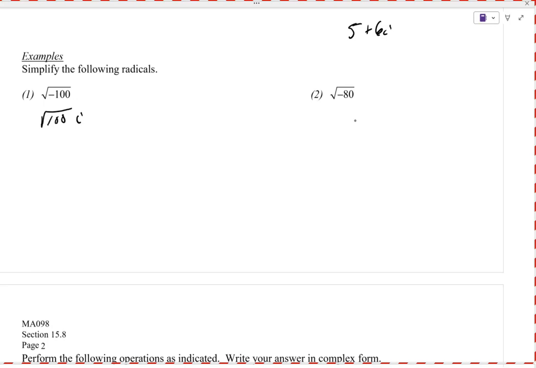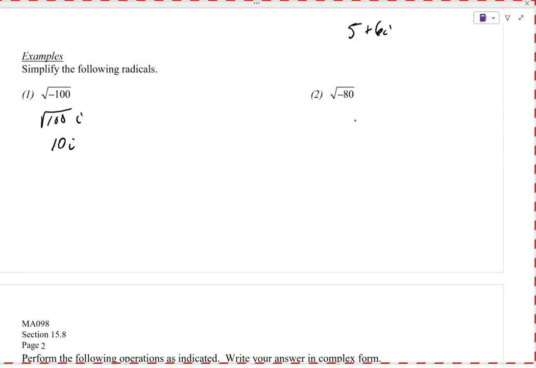Good. And then the next thing we want to do is take the square root of 100 if we can. Simplify it as much as we can. What is square root of 100? 10. So we get 10i when we're done. That okay?